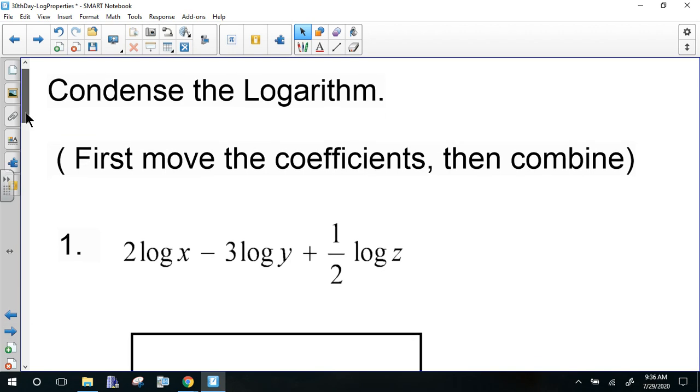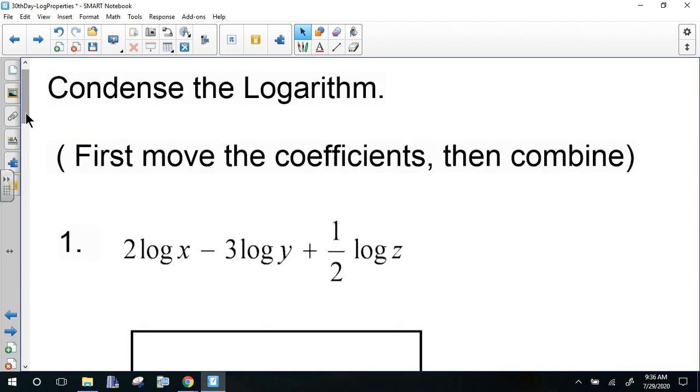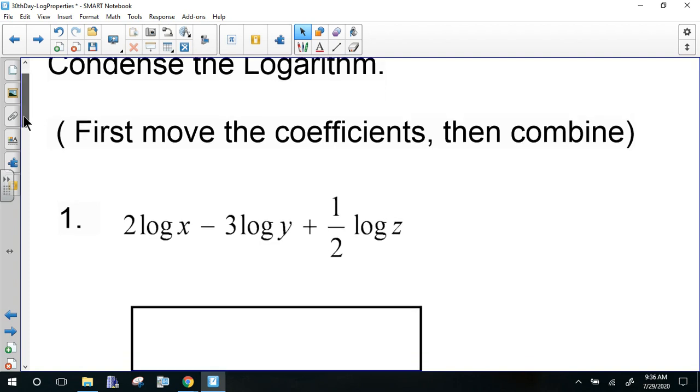Now we're going to go the other way. We're going to condense the logarithm. We're going to go in the opposite direction. We were expanding. Now we're going to condense. So our first move, we're first going to move the coefficients, and then we're going to combine.